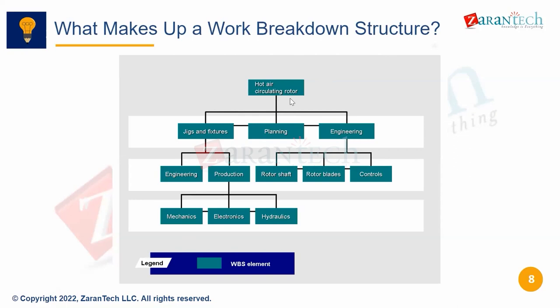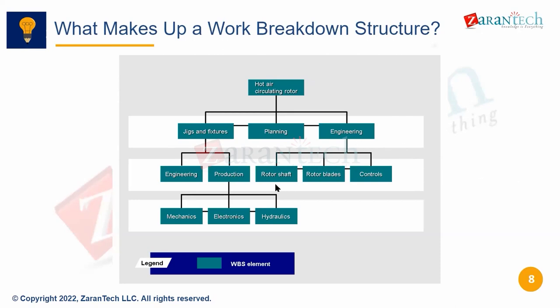Now in here, let's say this is a hot air circulating rotor. This is the end product. The project is also called that. I am preparing that. Now in here, they have divided this into, not exactly deliverables, these are like phases, because for jigs and fixtures there's a planning phase, there is an engineering phase. So these are on a phase basis. Inside rotor manufacturing, these could be the different phases. Then within jigs and fixtures, you can break it down further. I'll break it down into engineering and production.